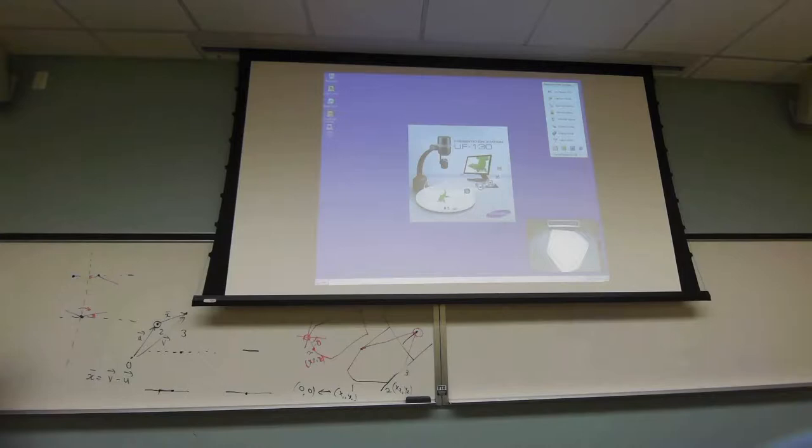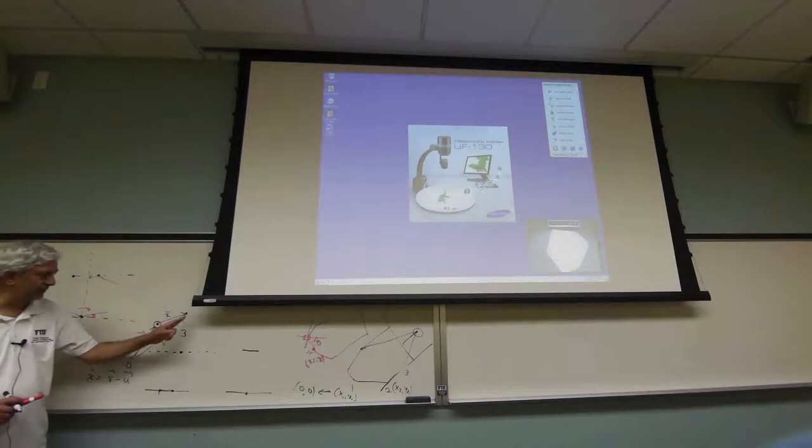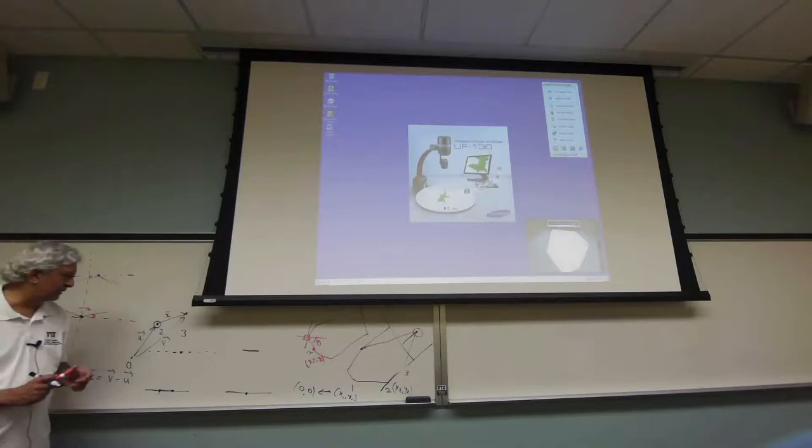Slopes have to multiply to negative 1. That's correct. So for a vector, the slope is its y-coordinate divided by its x-coordinate, y2 minus y1 over x2 minus x1. That's right. So it's going to be y of this guy minus y of this guy divided by x of this one minus x of this one. Once you find that, you can find the one perpendicular to it. So you can find a vector along this direction.